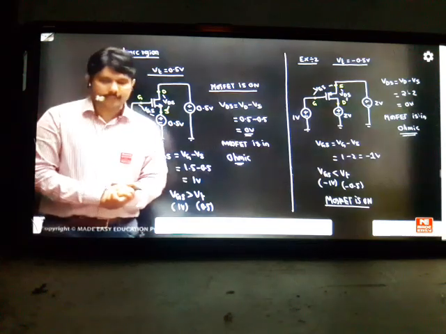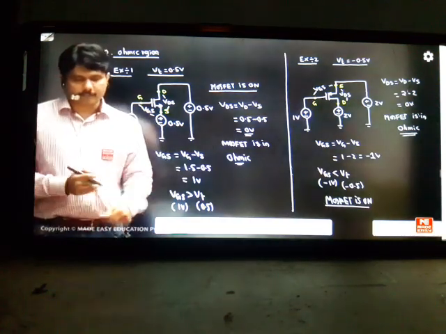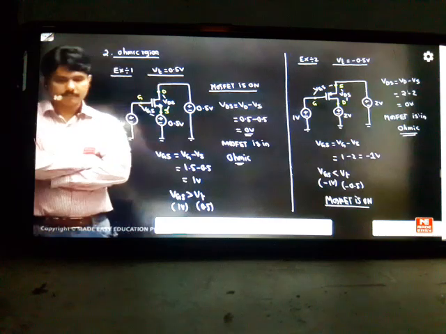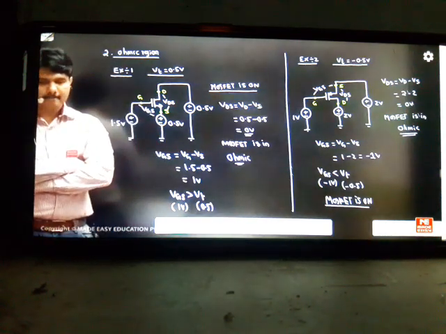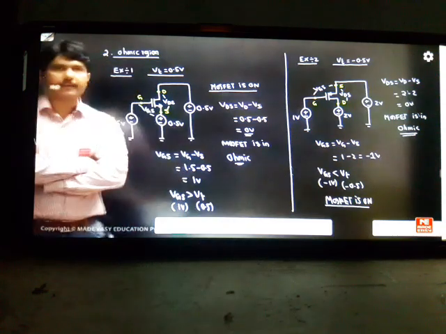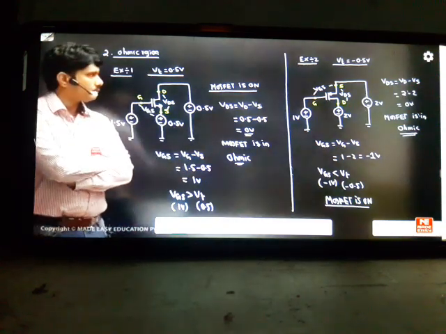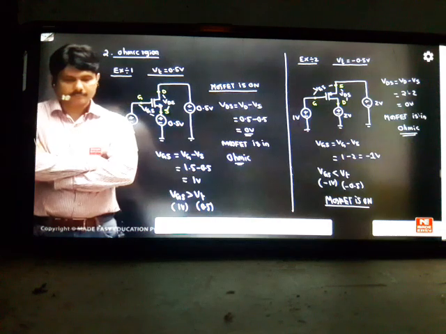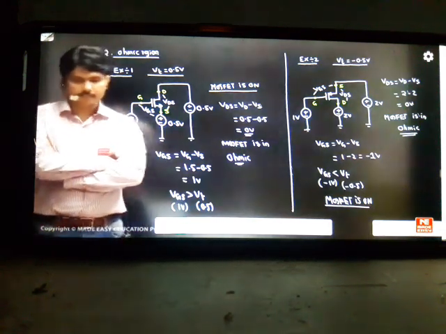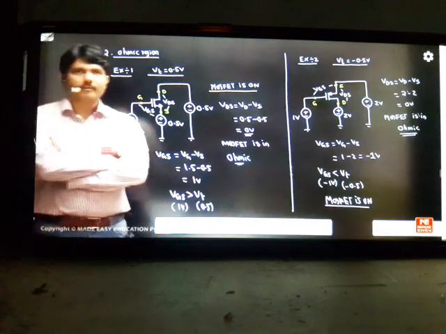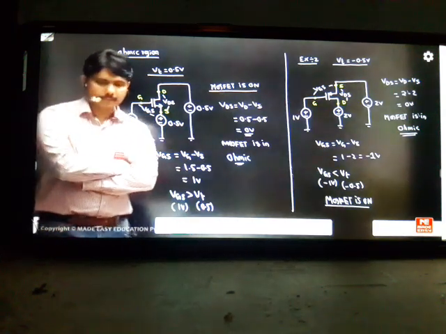So this completes my second example problem. Now I'll explain the triode effect. A triode region. Next concept is the triode effect. One is in ohmic, and the second one is also in ohmic effect.